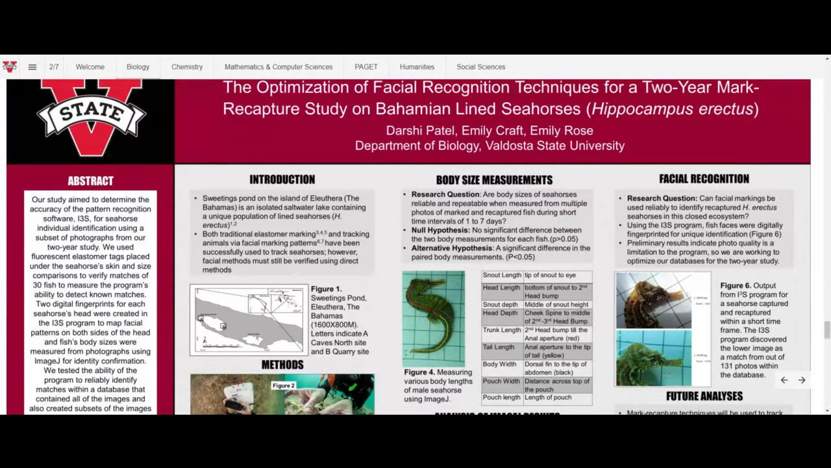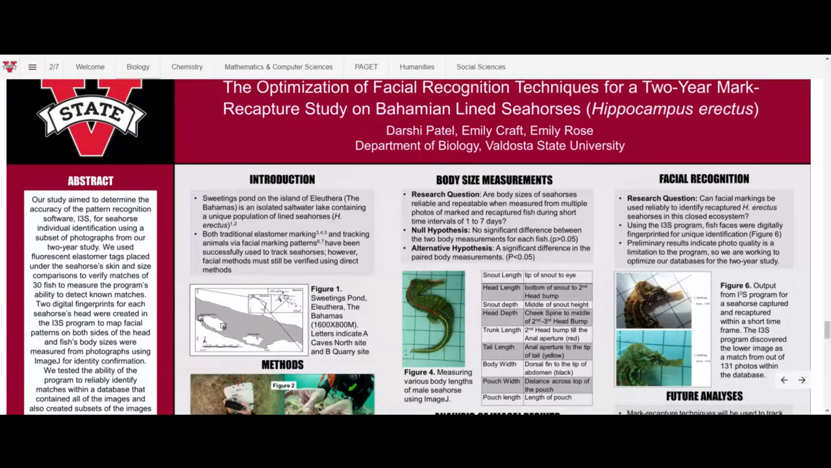So our poster is based on the research done by Dr. Emily Rose and Dr. Heather Mason-Jones, and it is based on the 2-year mark recapture study of lined seahorses, and we are trying to determine the accuracy of one of the software, which is I3S, to do the digital fingerprinting, and we are trying to optimize and see how accurate we can make our data set.